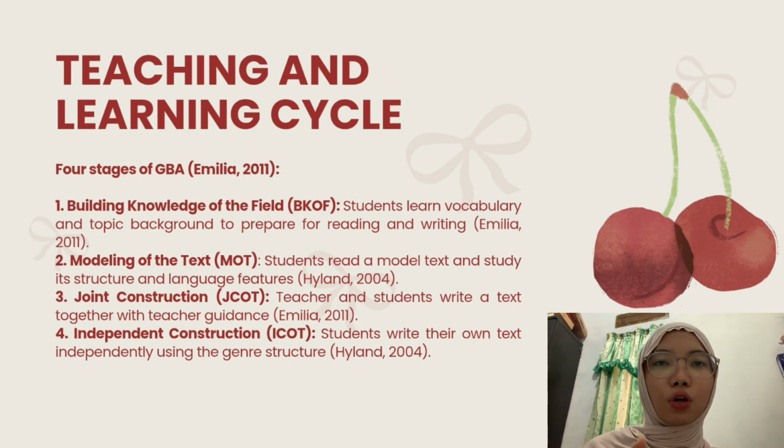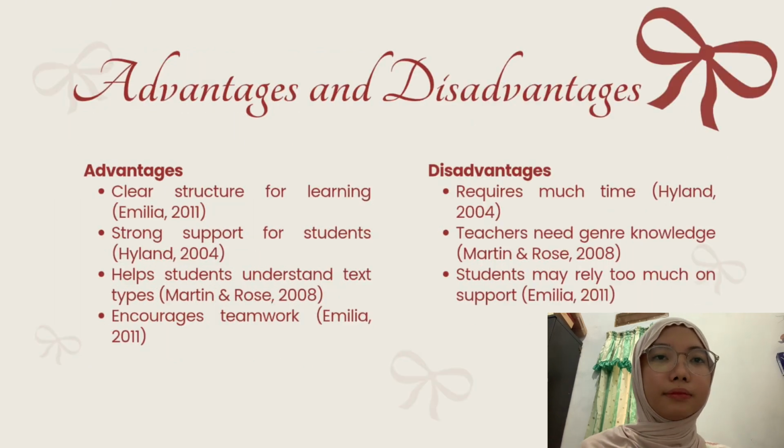And for the third, joint construction, or JCOT, teacher and students write a text together with teacher guidance. And for the last is independent construction, or ICOT. Students write their own text independently using the genre structure. These steps help students move from understanding the topic to writing their own text.